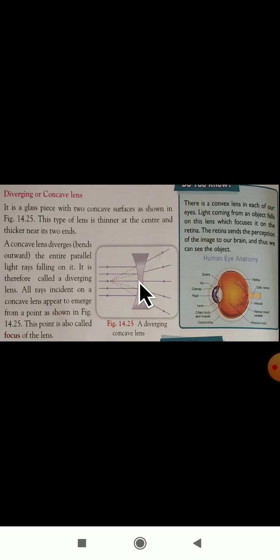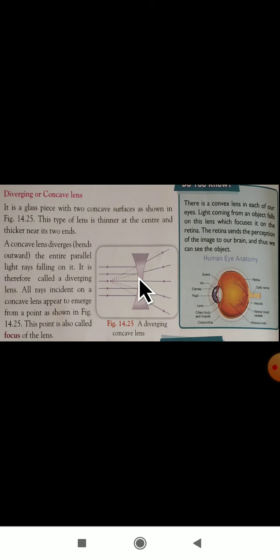See, this type of lens is thinner at the center and thicker near its two ends. You can observe, thick at the two ends, thin at the center. A concave lens diverges, it bends outwards. Where will it bend? Outwards. As a convex lens bends inwards, this will bend outwards here. The entire parallel light rays falling on it, therefore it is called a diverging lens.